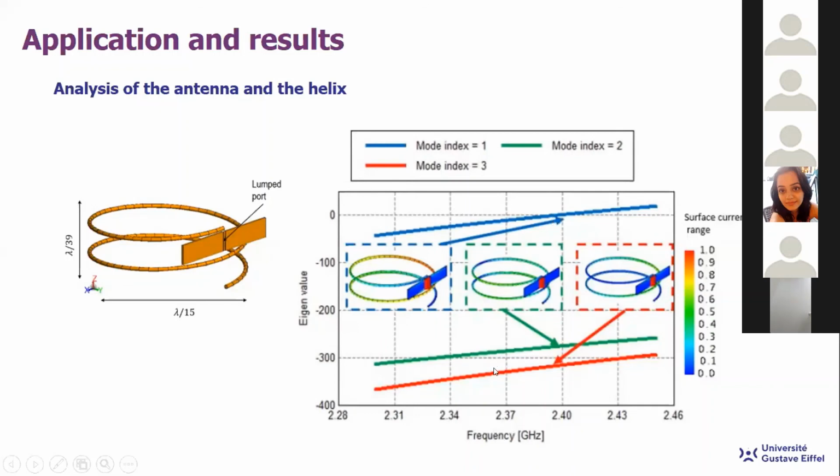Mode 2 and mode 3 are non-resonating, and they are electric modes. Here is the current distribution of mode 1, mode 2, and mode 3, and the current distribution is also normalized here. So only mode 1 is resonating, and we have resonance before the resonant frequency of the chiral helix alone. The chiral helix is resonating at 2.45 gigahertz, and here it's resonating at 2.4 gigahertz.